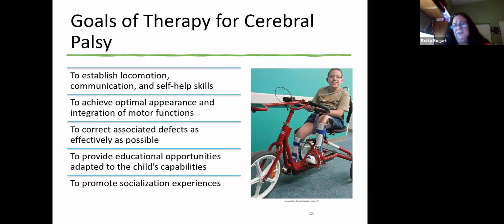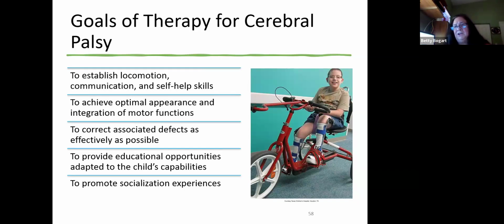So, what is our goal as a nurse? What do we want for these children? Well, again, we want them to be normal. We want them to be able to be involved with what's going on around them. So give them something to be able to have locomotion.